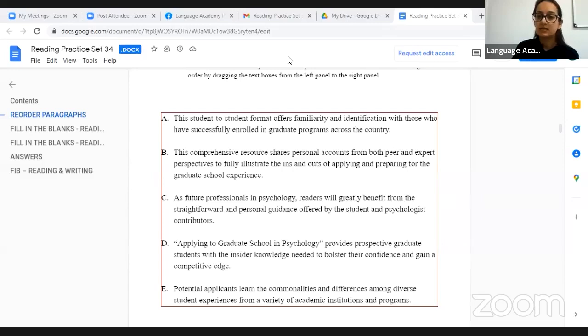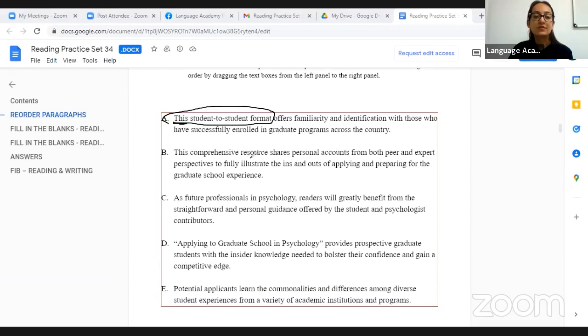Okay, let's discuss. We'll first again have a look at the hints. This student to student format. So we should find a sentence which tells us that there is a student to student format. Only then can we say this, after we have already talked about this format. Offers familiarity and identification with those who have successfully enrolled in graduate programs across the country.